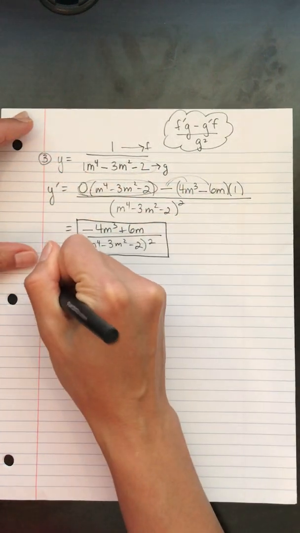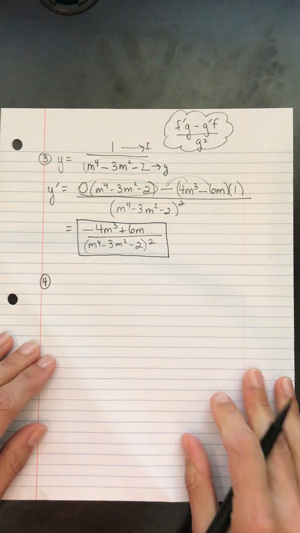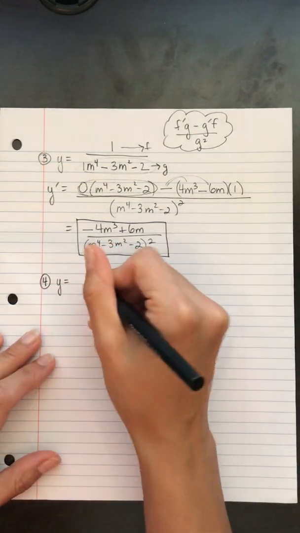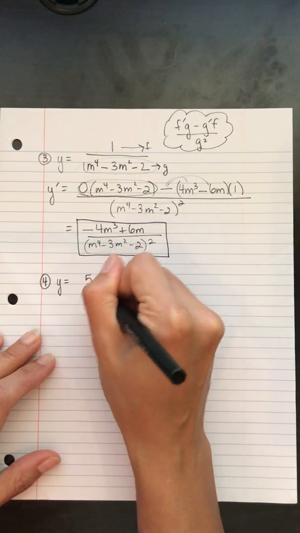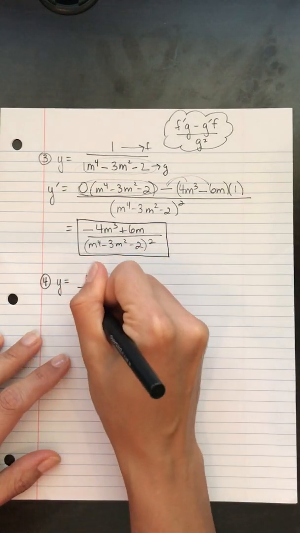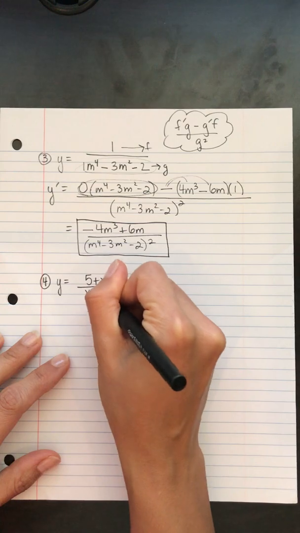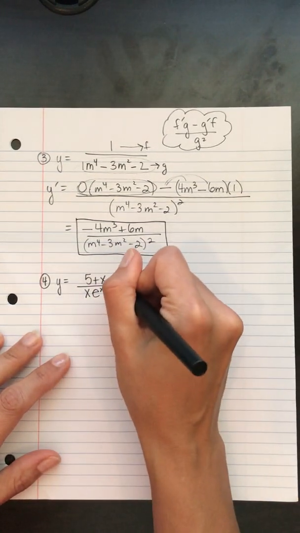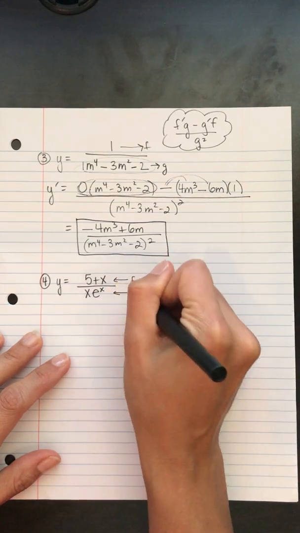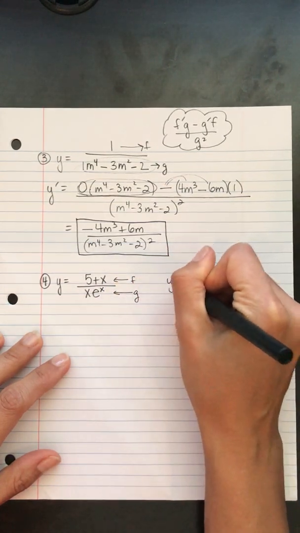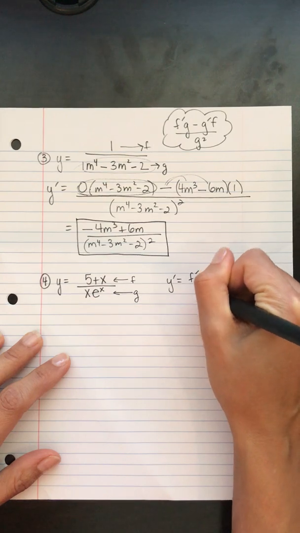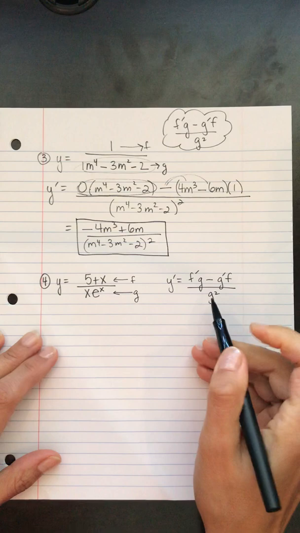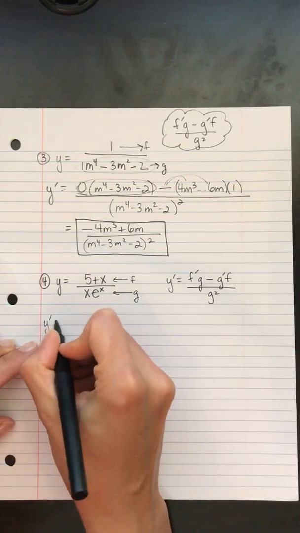Okay, there's one more thing I was going to demonstrate, just one, and it's this. What if, I promise this is the last problem, 5 plus x over x times e to the x. So what is this? Well, it's definitely a quotient because of the division bar. So this is f, and this is g. And if we want y prime, we are going to do f prime times g minus g prime times f over g squared. We're going to do the quotient rule. Here we go. I want you to see what happens.